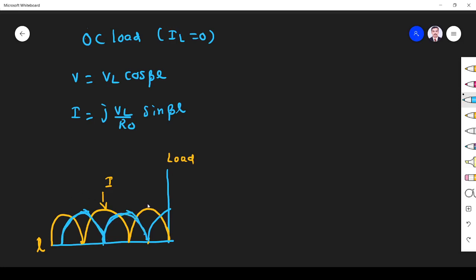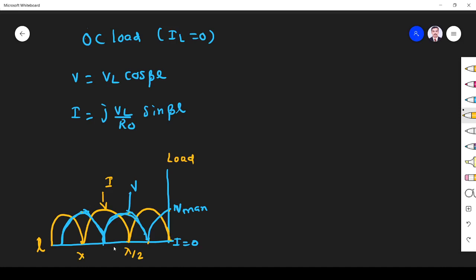So what happens? This is for the voltage wave. At open circuit, voltage is maximum, so V max, and current is 0, I 0. Next, the voltage maximum occurs after lambda by 2. That is the first thing we must know: the adjacent distance between two maxima or two minima is lambda by 2. So this is maximum, this is maximum, this is minimum, this is minimum current. So it is lambda by 2. The next maximum occurs here, so it is lambda. That we have to remember.